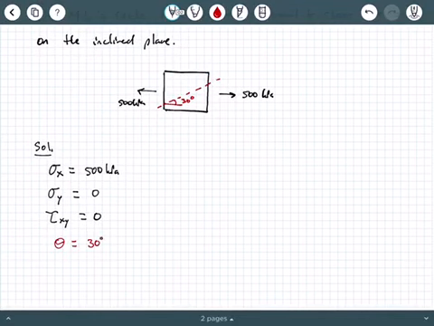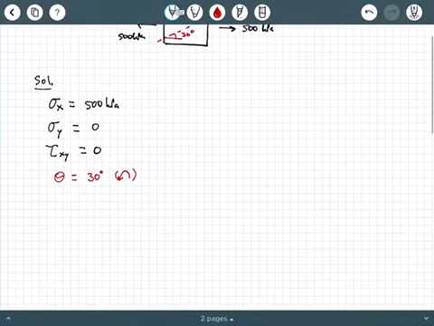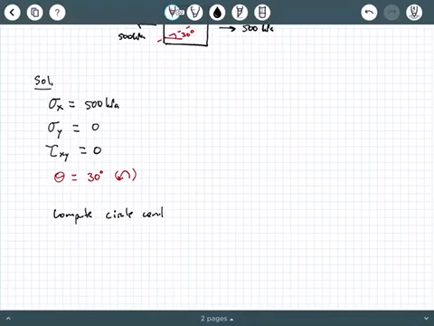We know that sigma x is a positive 500 kPa because it's causing a tensile effect. Sigma y is 0. Tau xy is also 0. So pretty simplistic element. And of course, the angle that defines the inclined plane is 30 degrees. Even though I didn't explicitly draw an arrow, it's pretty clear that it is rotating in a counterclockwise fashion just by the orientation of that dashed line. So these are our preliminary values that were given.